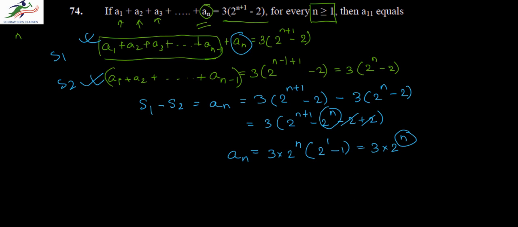So therefore a11 will be equal to 3 into 2 to the power 11. So which is nothing but 3 into 2048, which is equal to 6144. This is the answer to this question.